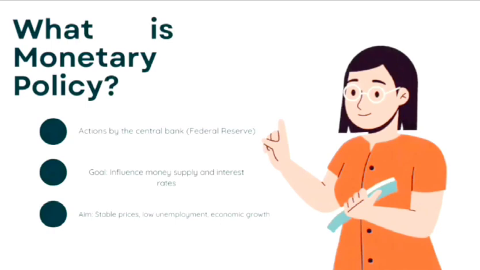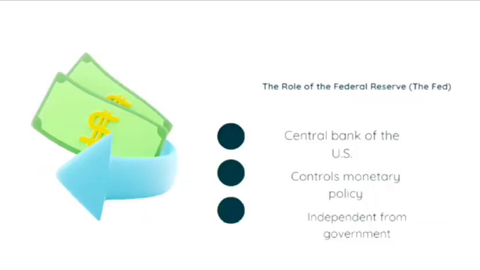So first here, what is monetary policy? Monetary policy refers to the actions taken by a country's central bank, in our case the Federal Reserve, to control the money supply and influence interest rates. These actions aim to achieve broader economic goals like stable prices, low unemployment, and steady economic growth.